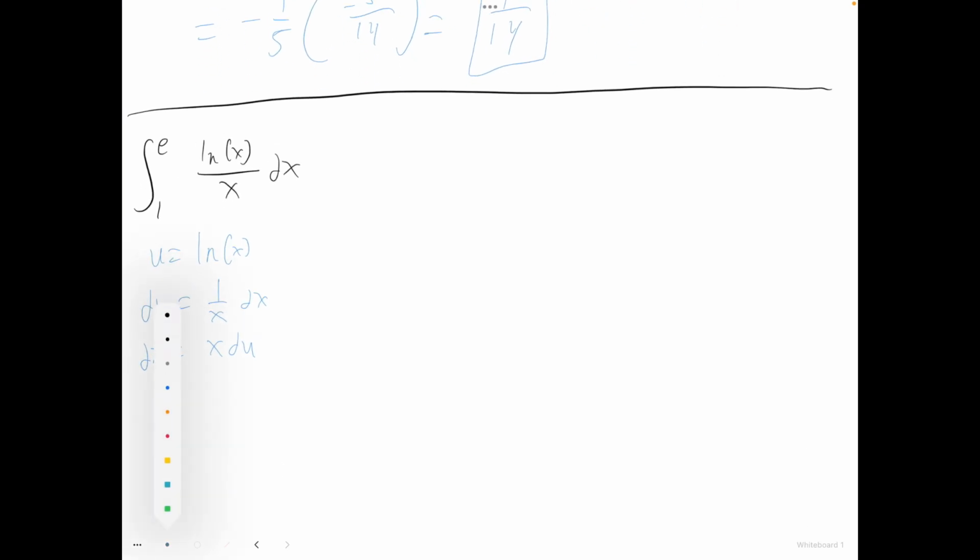And now we need to change our bounds. So when x equals 1, u is equal to ln of 1. Well, ln of 1 is 0. And then when x equals e, u equals ln of e, which is 1. So our bounds are going to be 0 to 1. So we're going from 0 to 1 because of our new bounds. ln of x is u, and divided by x times dx. Well, dx is x du. So we're left with the integral from 0 to 1 of just u du.